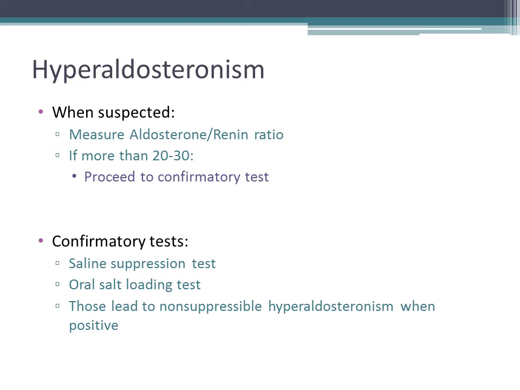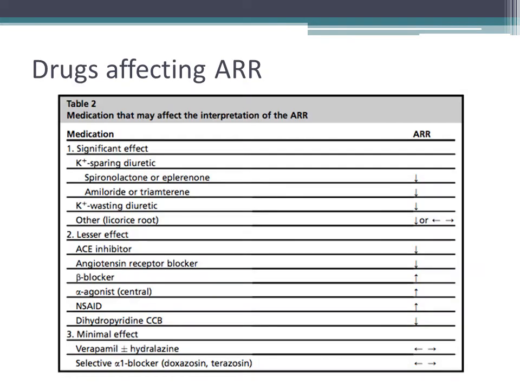However, in primary hyperaldosteronism, those tumors or the hyperplastic cells do not respond to normal physiologic cues. Therefore, you would have non-suppressible aldosterone in such cases, which confirms the diagnosis of primary hyperaldosteronism. These are lists of some medications that affect the aldosterone renin ratio. I mentioned the most important ones.